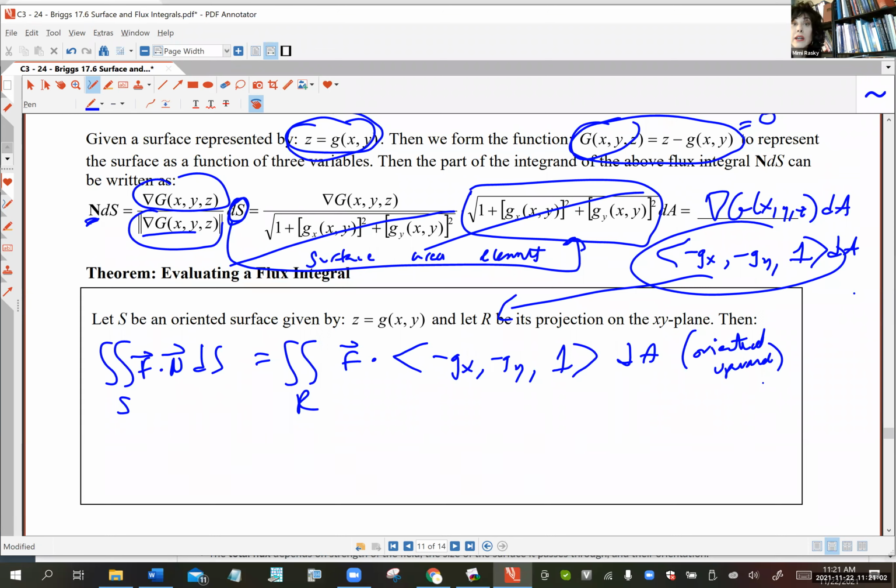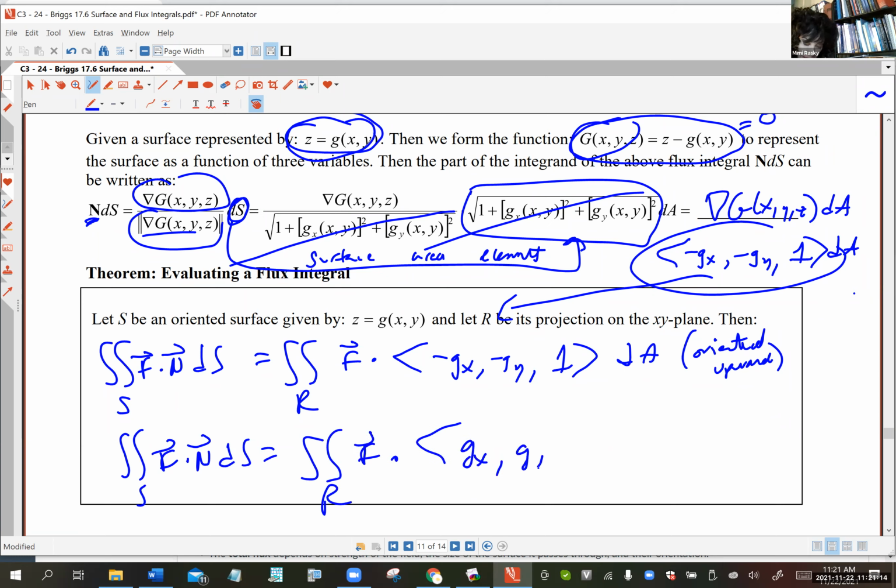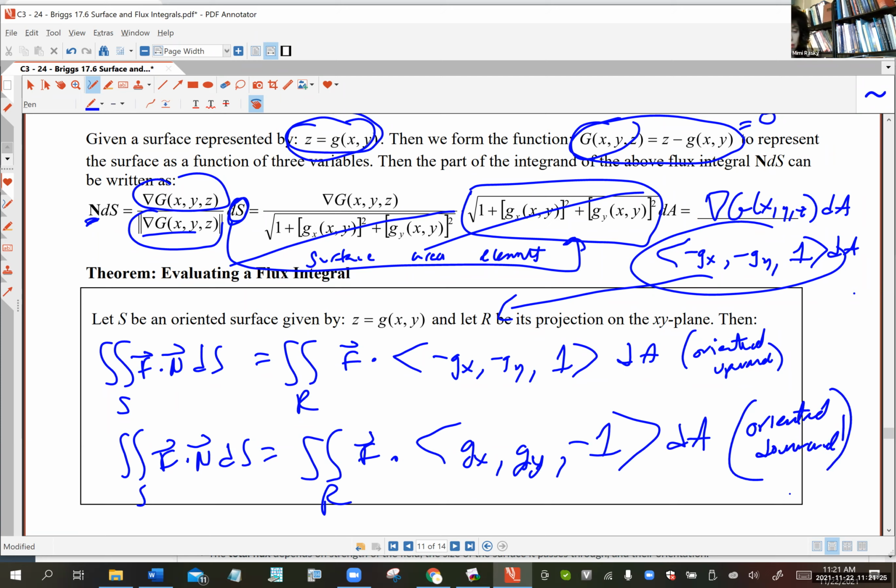And that's if you are asked to figure out the flux where you're orienting your surface with upward oriented vectors. On the other hand, if they do ask you to give the flux for oriented downward, because they might, no problem. Just take the opposite in sign. So you'll have positive gx, positive gy, negative 1. And so this is the flux for oriented downward. Okay, so whatever they ask, make sure you follow directions. Okay, there you have it. That's how you evaluate one of these flux integrals. Yikes. I know, that looks really scary, doesn't it?